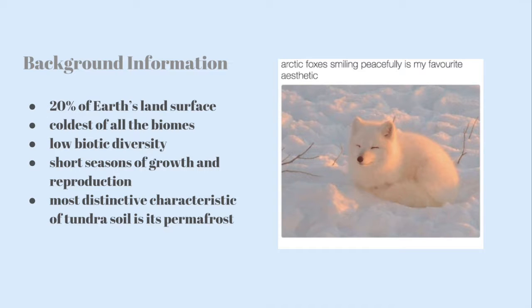It is the coldest of all the biomes, with a low biotic diversity, simple vegetation structure, and short seasons of growth and reproduction. The most distinctive characteristic of the tundra soil is its permafrost, a permanently frozen layer of ground.